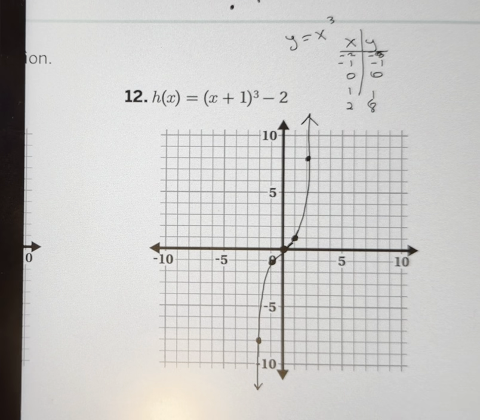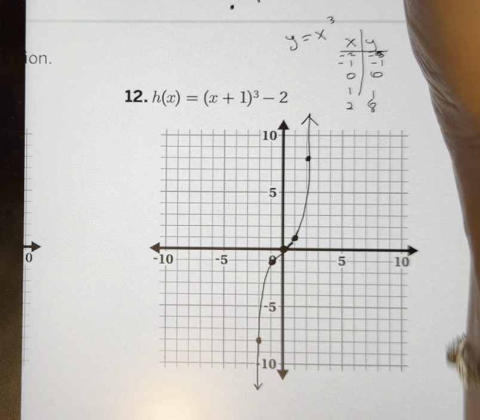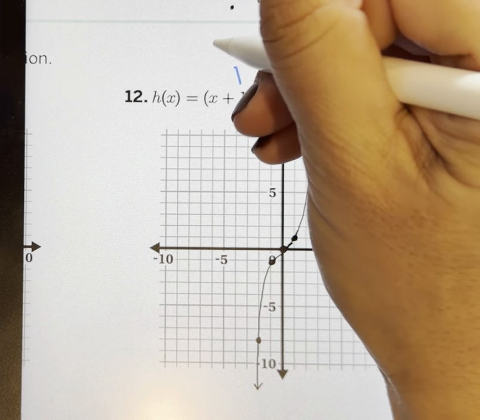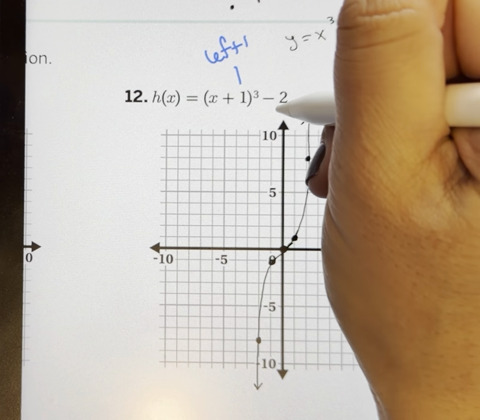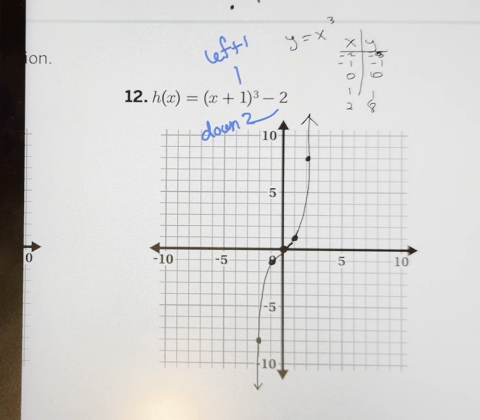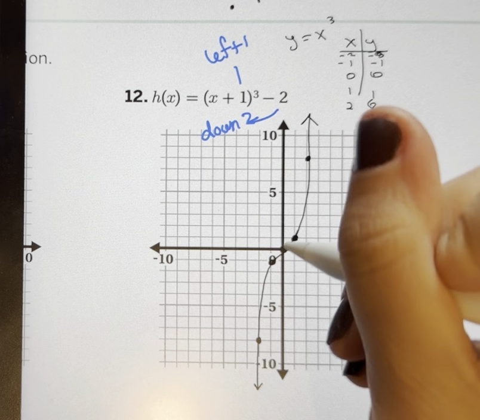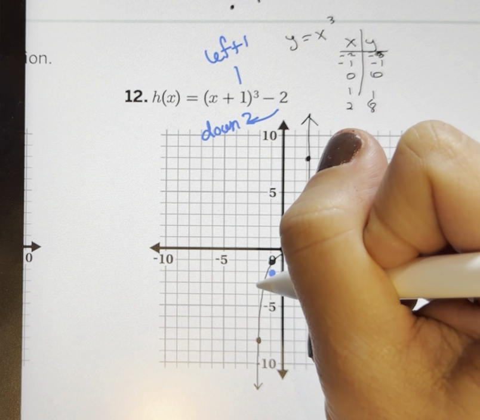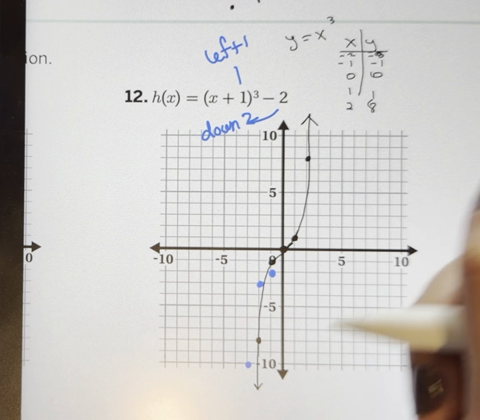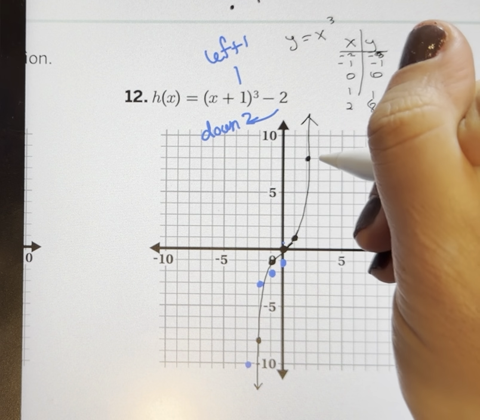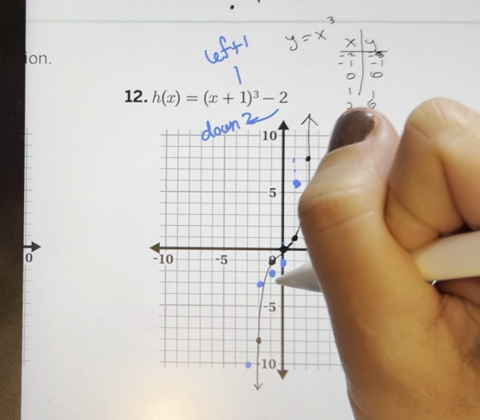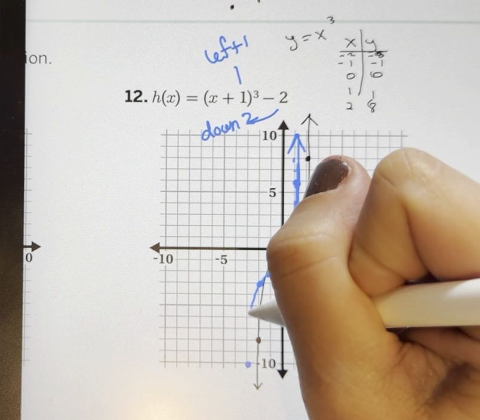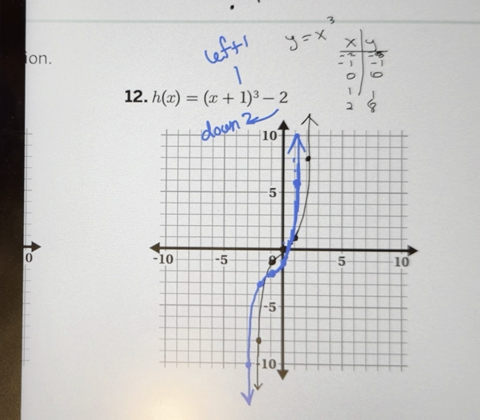Which I know we did. We did polynomials extensively. Now, we have this, except it's moved to the left 1 because x is a liar, and down 2 because y doesn't lie. So we just move all these points left 1, down 2. Move this one left 1, down 2. Everybody, left 1, down 2. And connected. There it is.